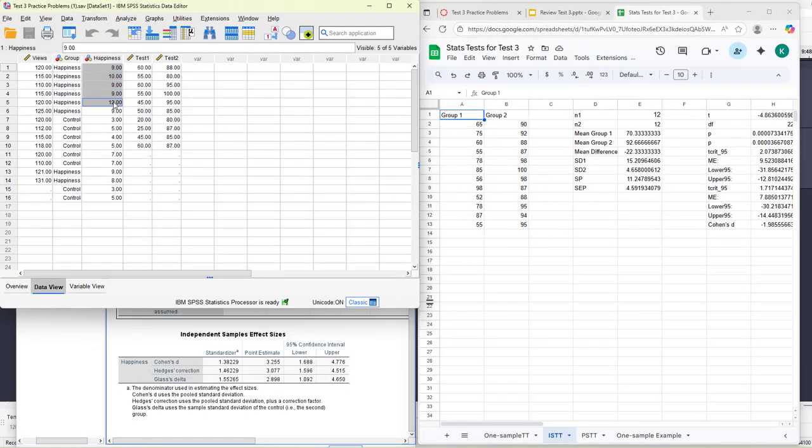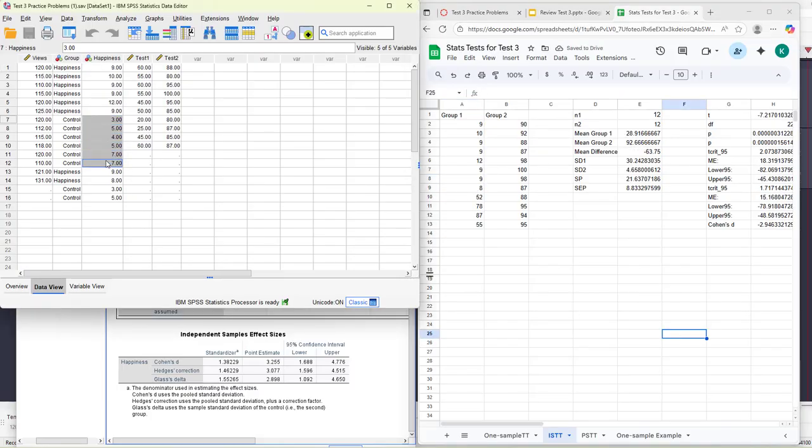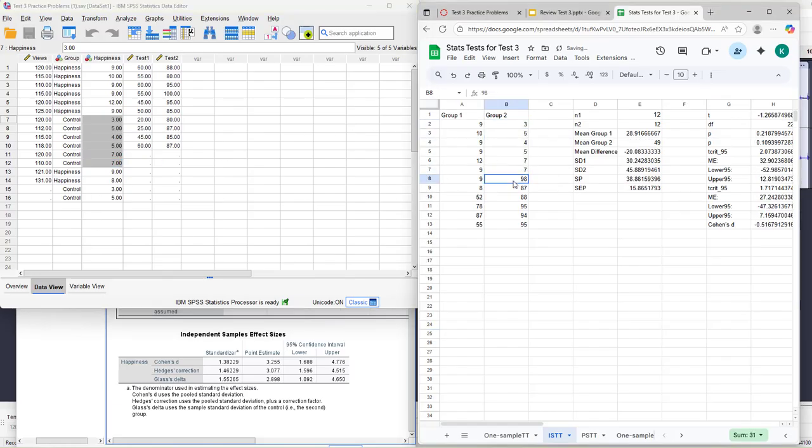So happiness, group 1, we'll copy that part, we'll put that right there, and then we have two other numbers, a 9 and an 8. I'll just enter those, 9 and 8. And then for our control group, we'll copy those. Enter those for group 2, and what were the other two? A 3 and a 5.